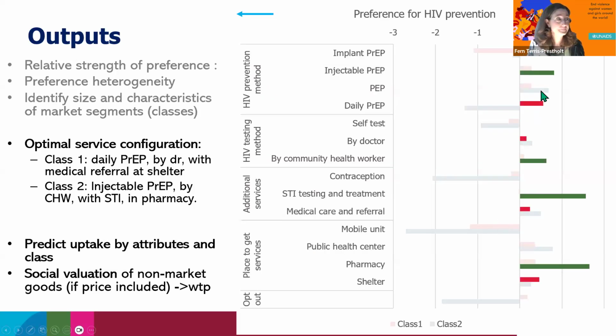And last but not least, it helps us to configure services for the different populations. So the green bars would be, for each of these categories, the preferred services. Class 1, daily PrEP from a doctor with medical care in a shelter. Class 2 has the green bars. You can also predict uptake into the future, modeling differences and variations: if I can't do STI testing, but I can have medical care, what is the impact on uptake across different groups? And if you include willingness to pay, you can also estimate social values for it.